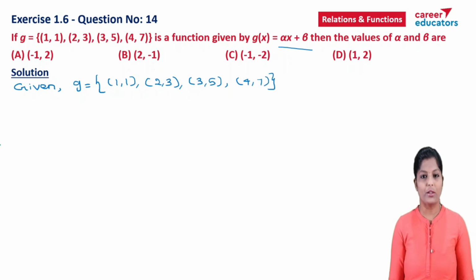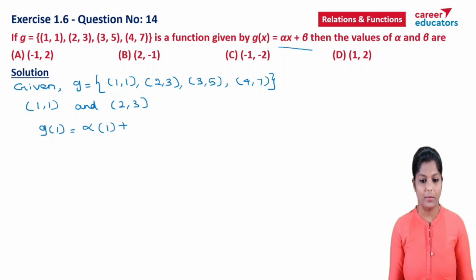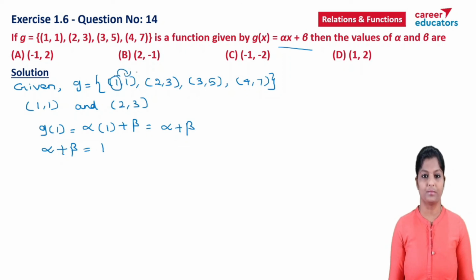To find the values of alpha and beta, we have to substitute any two ordered pairs in g of x. Let's take (1, 1) and (2, 3). When we substitute (1, 1) in g of x, we will get g of 1 equal to alpha into 1 plus beta equal to alpha plus beta. Next, we have to equate alpha plus beta to 1 because g of 1 is given as 1.